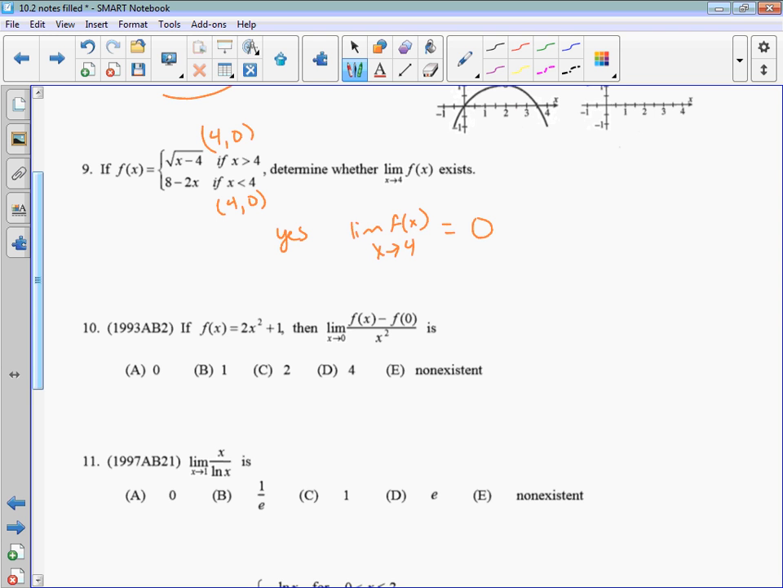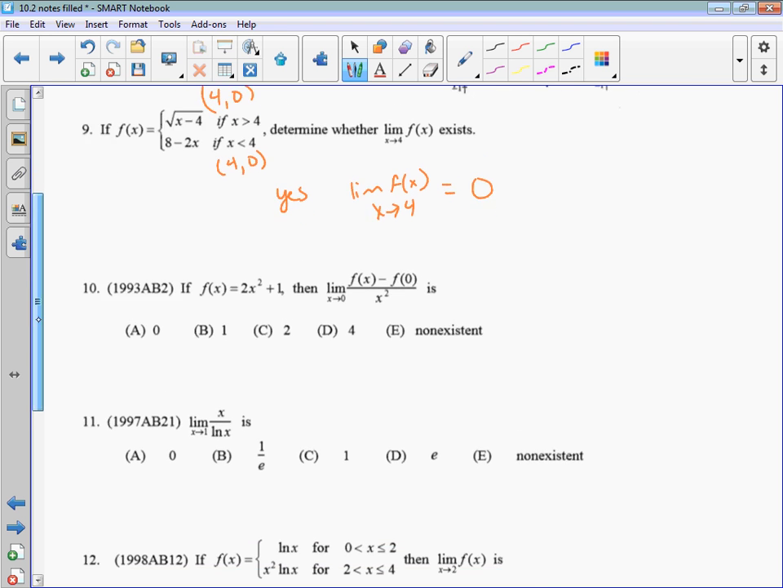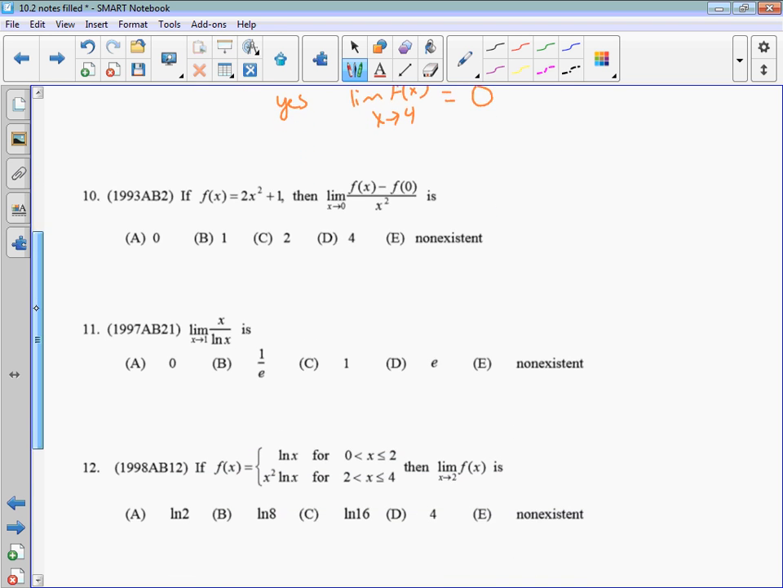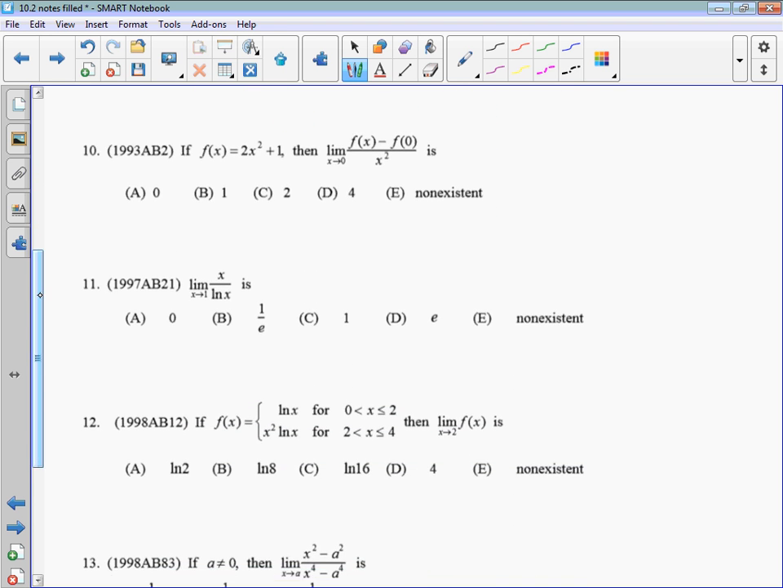Okay? All right, let's do number 10 together. And if you're wondering what those crazy numbers are out in front, the AB stands for AB Calc 1993. That's the year of the test. So these are multiple choice questions from an AP Calc test. Okay. So number 10, f of x equals 2x squared plus 1, and we want to find the limit of f of x minus f of 0 over x squared as x approaches 0.